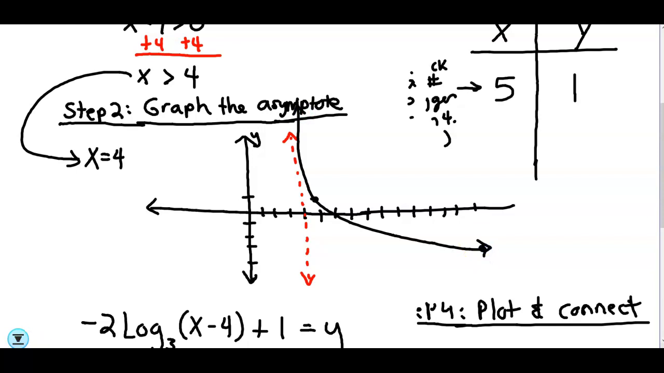So since this one was lower than this dot, I knew I had to go in an upward direction to connect them, and it keeps going in an upward direction and gets flat against that invisible barrier that it can't cross. And that's what that log function looks like.